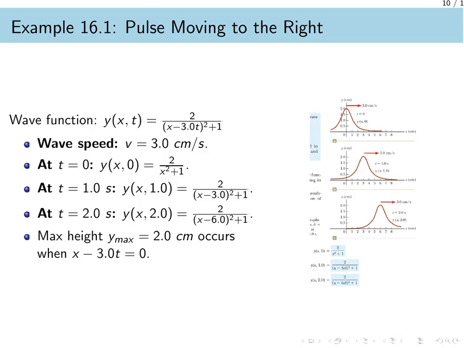At time 0, the function simplifies to 2 divided by the quantity x squared plus 1, with the peak centered at x equals 0. After 1 second, the pulse has moved 3 centimeters to the right, and after 2 seconds, it has moved 6 centimeters. The maximum height of 2 centimeters always occurs when the term x minus 3.0 times t equals 0.